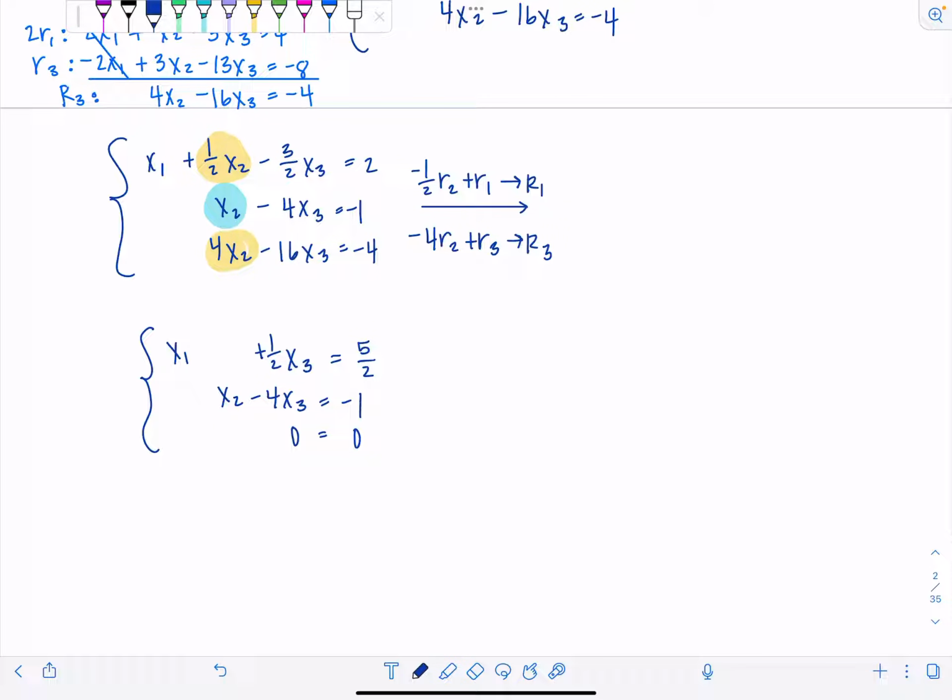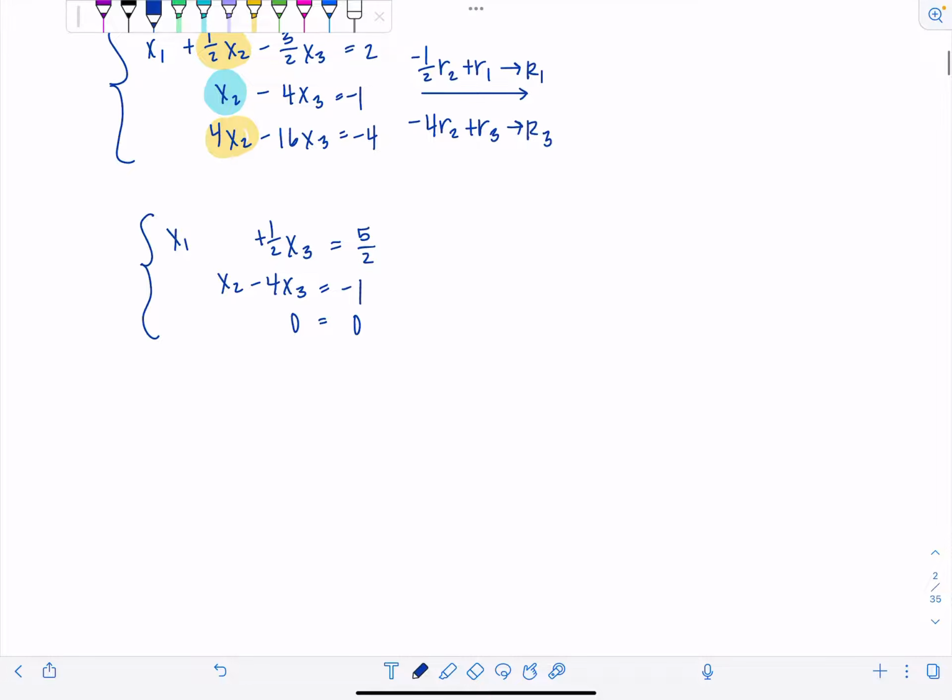What do you do here? You pretty much stop, okay? At this point, I notice I have no variables on the left-hand side of this third equation. I have a 0. So now you're going to look at the right-hand side. Since I have a 0 again, 0 equaling 0, that is a true statement. This is an identity. So when that occurs, that's an indication that we have an infinite number of solutions.